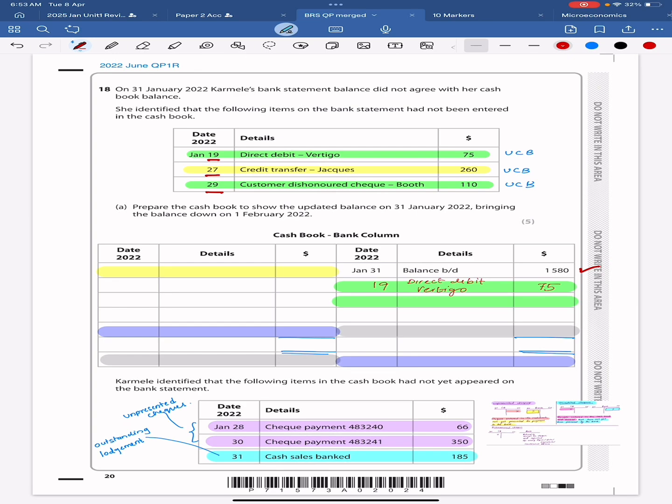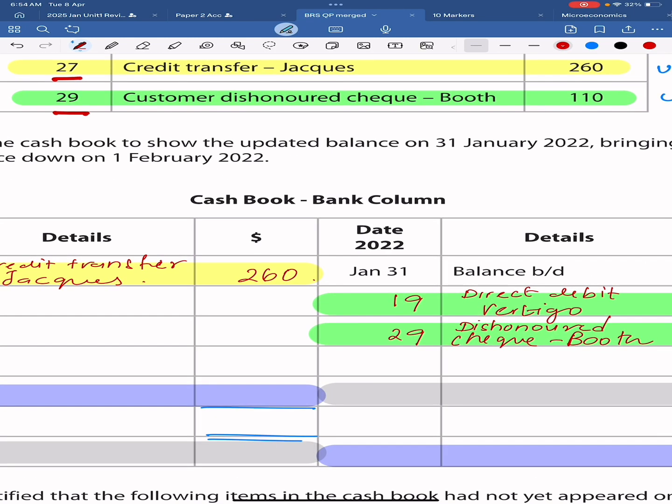On 19th, there's a direct debit from Vertigo. Direct debit, you can write the name of the person, Vertigo, worth 75 on the credit side. Because the bank debits this value, you enter this on the credit side of the cash book. Credit transfer on Jan 27th from Jax, 260 on the debit side. Whereas on 29th, a dishonored check from Booth, and the value is 110.